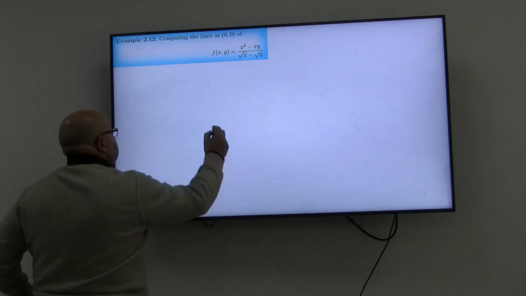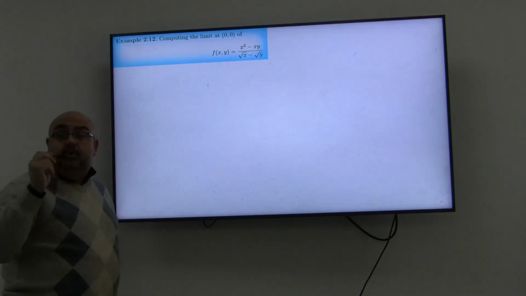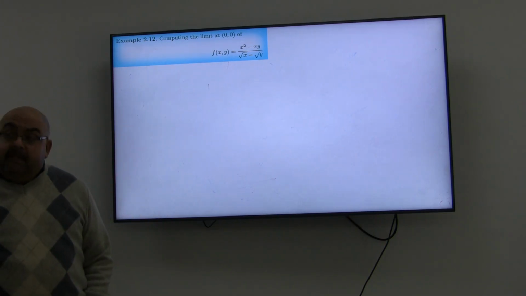Okay, let's look at this problem. I need to evaluate the limit also for x squared minus xy divided by root of x minus root of y. What do I do? This is why I told you, you will have to use your pen.